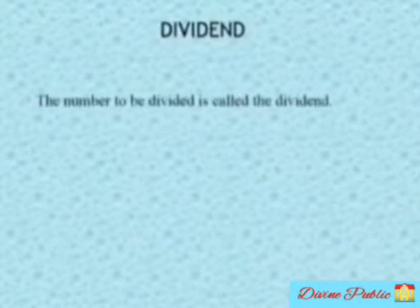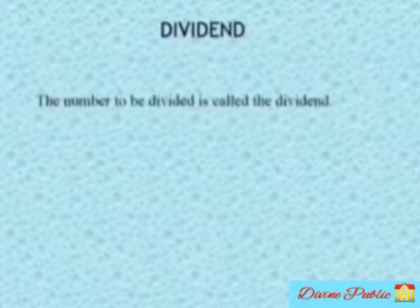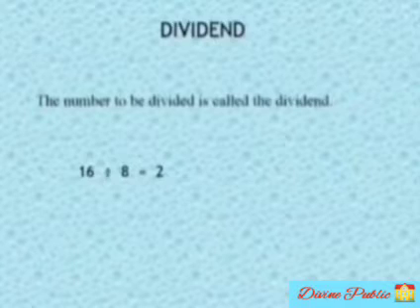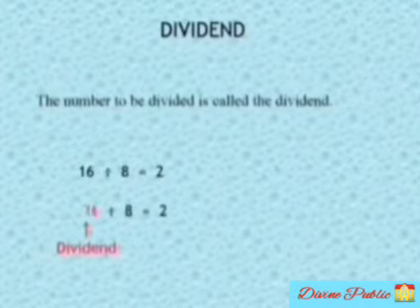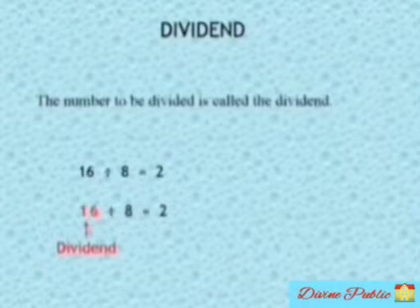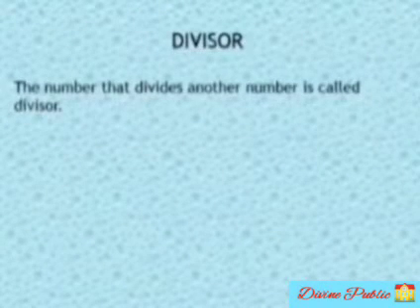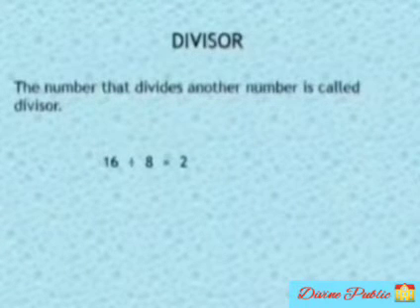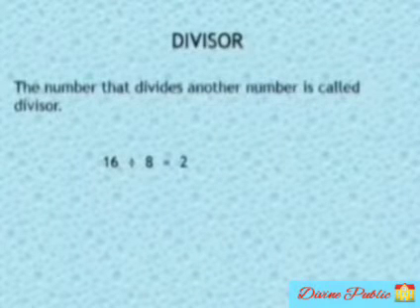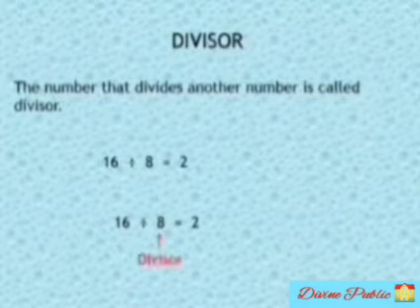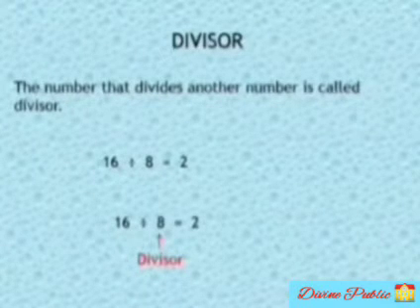Let us see what is dividend. The number to be divided is called the dividend. In the example, 16 divided by 8 equal to 2, 16 is to be divided by 8. Therefore, 16 is dividend. Now, divisor. The number that divides another number is called divisor. In the given example, 16 divided by 8 equal to 2. Here, 8 divides the 16. That's why 8 is divisor.